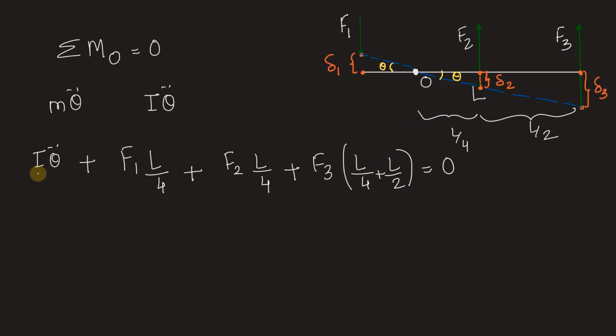Now we need to find all these components I, F1, F2, F3. Let's find out those. I of the bar is equal to the moment of inertia about the center.